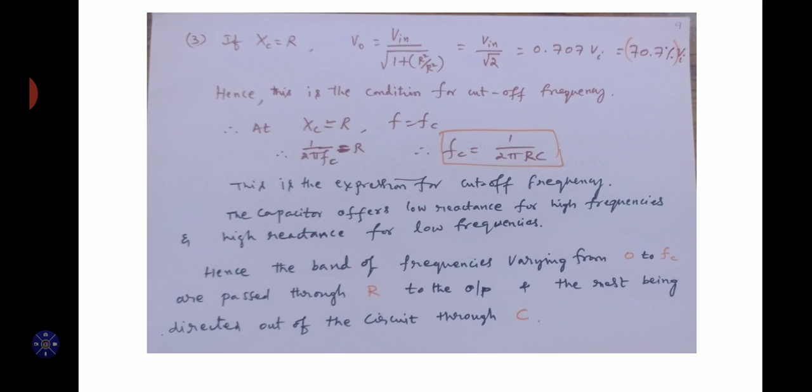So in the third case, suppose the capacitive reactance is equal to the resistance of the circuit, that is Xc equal to R. Then in equation 2, if we substitute, V0 is equal to VIN divided by square root of 1 plus R square by R square, because Xc equal to R. So that is equal to VIN by root 2. So 1 by root 2 is 0.707 Vi, or 70.7% of Vi. Output voltage is equal to 70.7% of the Vi.